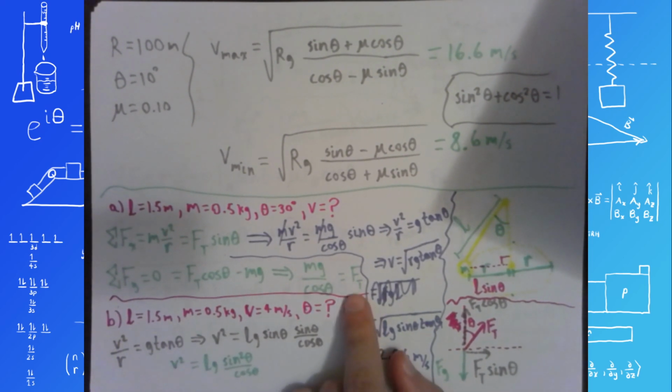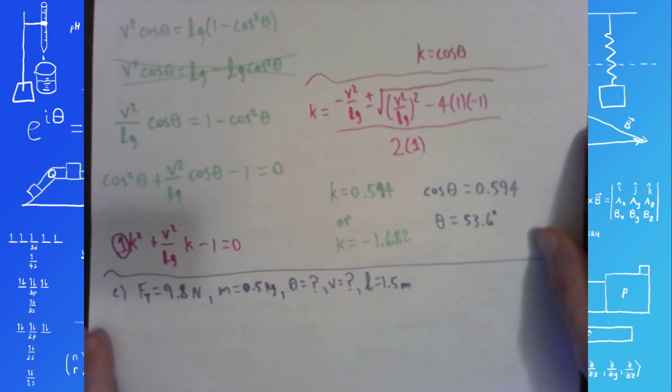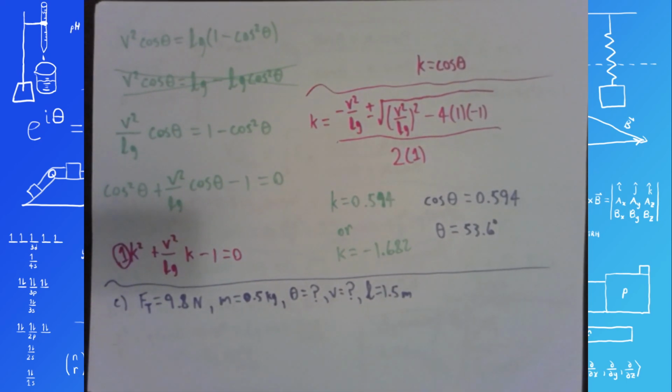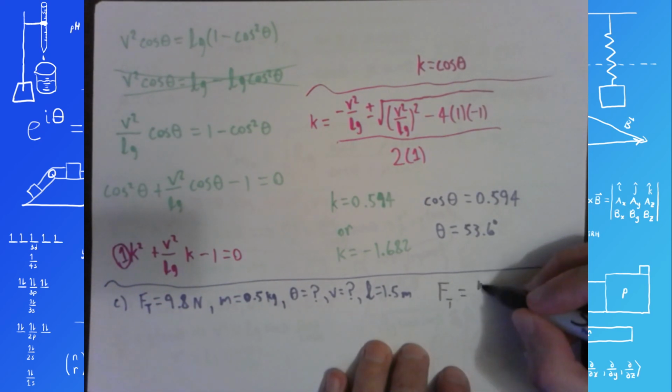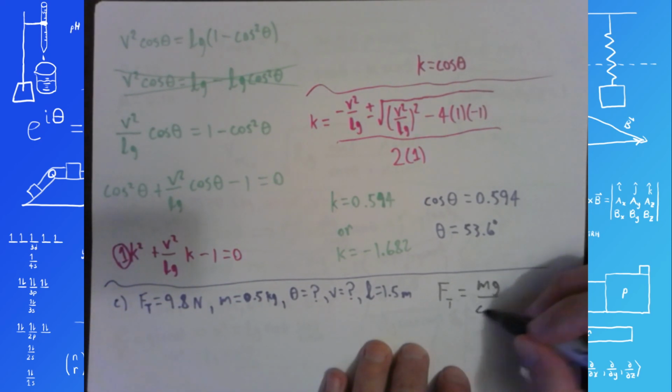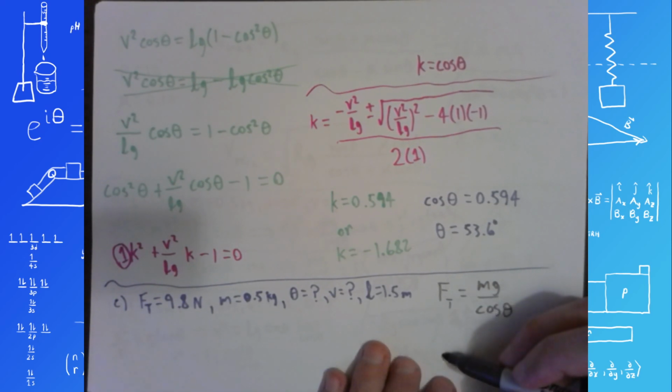I guess we're just going to have to start here to solve for theta. Force of tension equals mg over cosine theta, so let's go ahead and use that. This will allow us to actually solve for theta.